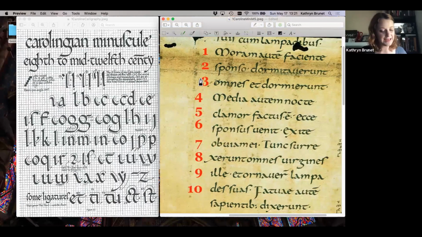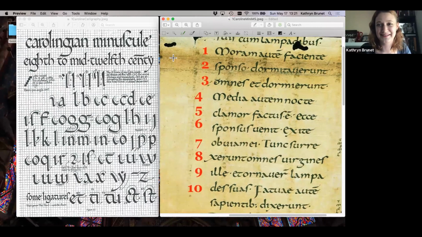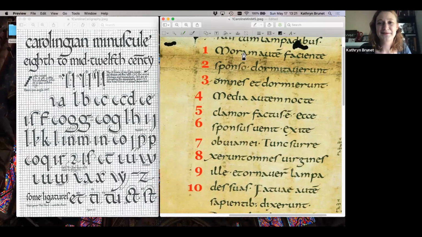So we're gonna go ahead and do the first line together, and then I will set you free for a couple lines to see what you come up with. So we're gonna skip this top line here because it's sort of cut off and has an ink splot on it, and I think that would be kind of mean to make you go through that first one. So we're gonna start here with the number 1.